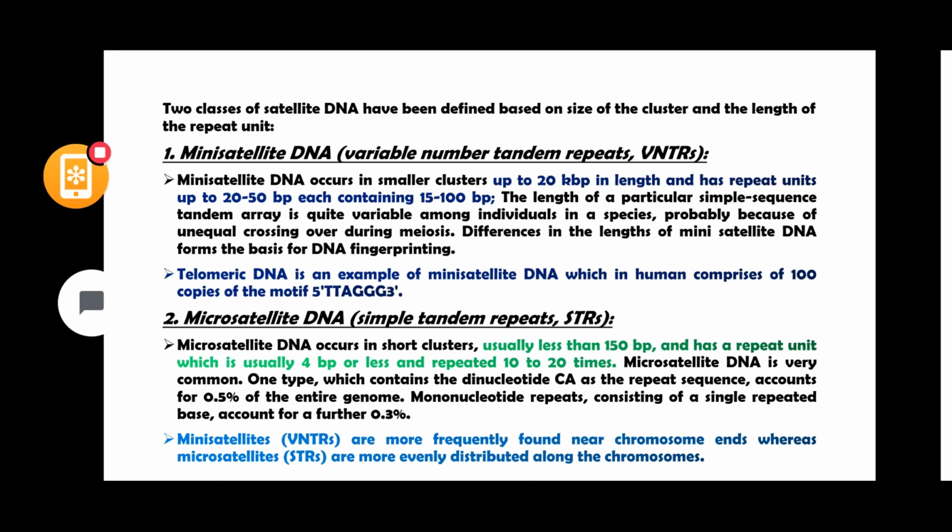Now, as I already told, minisatellites are more frequently present near the ends of the chromosome, while microsatellites are more evenly distributed along the chromosome, but present in clustered form. Dispersive repetitive sequences are also present throughout the chromosome, but they are not clustered. They are random, not in cluster form, and their chromosome position and chromosome number will be different.